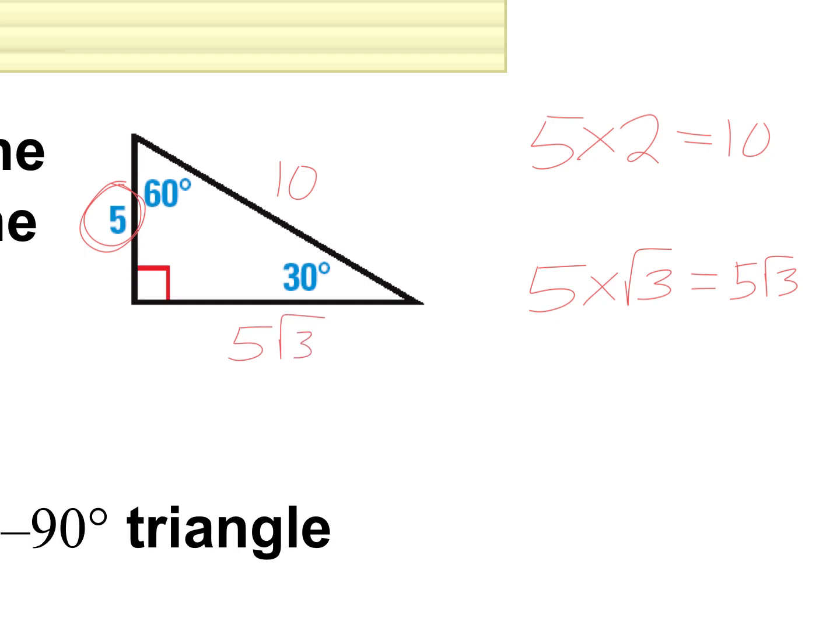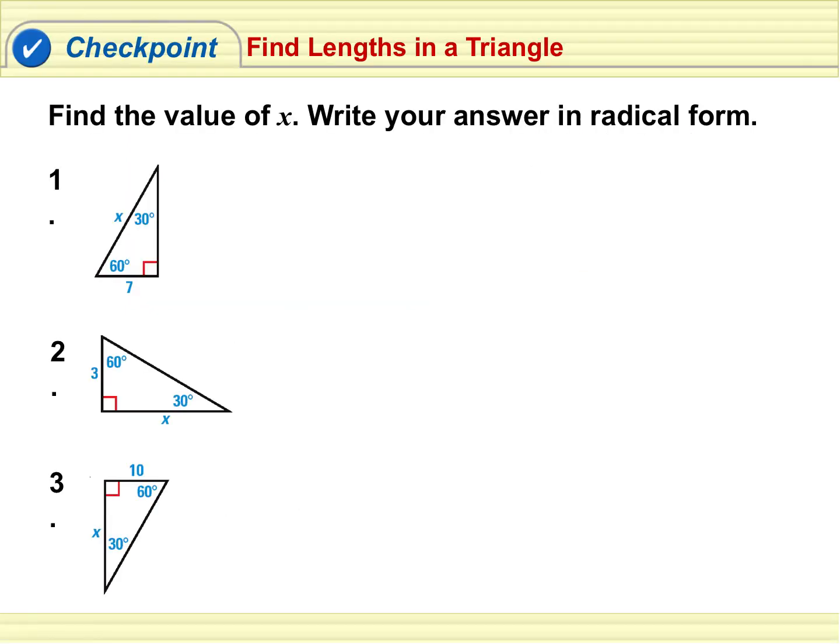Questions about going from the short leg? Okay, go ahead and do the next 3 on your own. Start by circling your short leg and then find both of those missing sides.